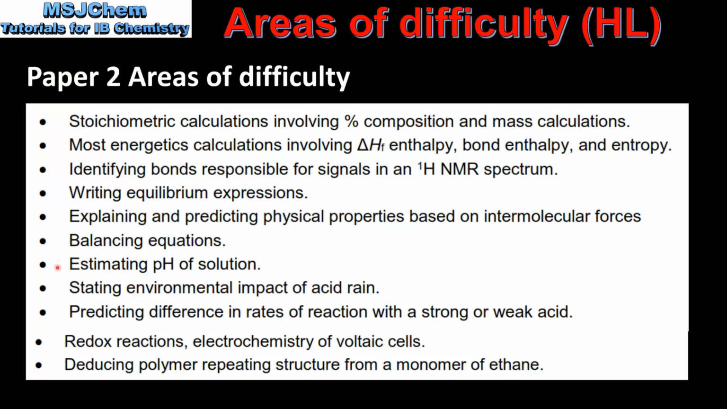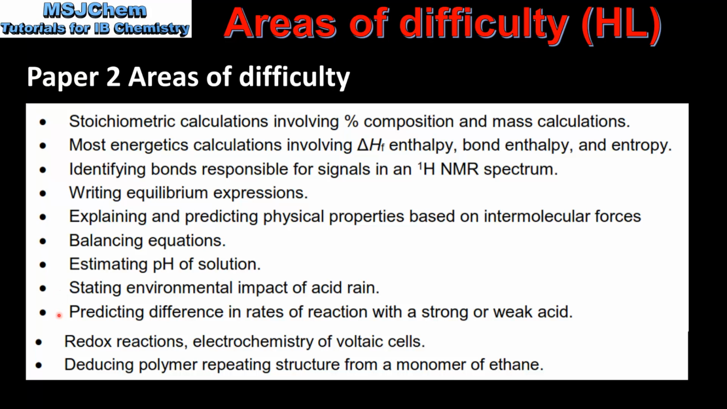Next, we have estimating pH of solution. At 298 K, acidic solutions have a pH of less than 7, and basic solutions have a pH of greater than 7. Next, we have stating environmental impact of acid rain. This is mainly focused on the reactions with calcium carbonate. So I recommend students are familiar with writing equations of both sulfuric acid and nitric acid with calcium carbonate.